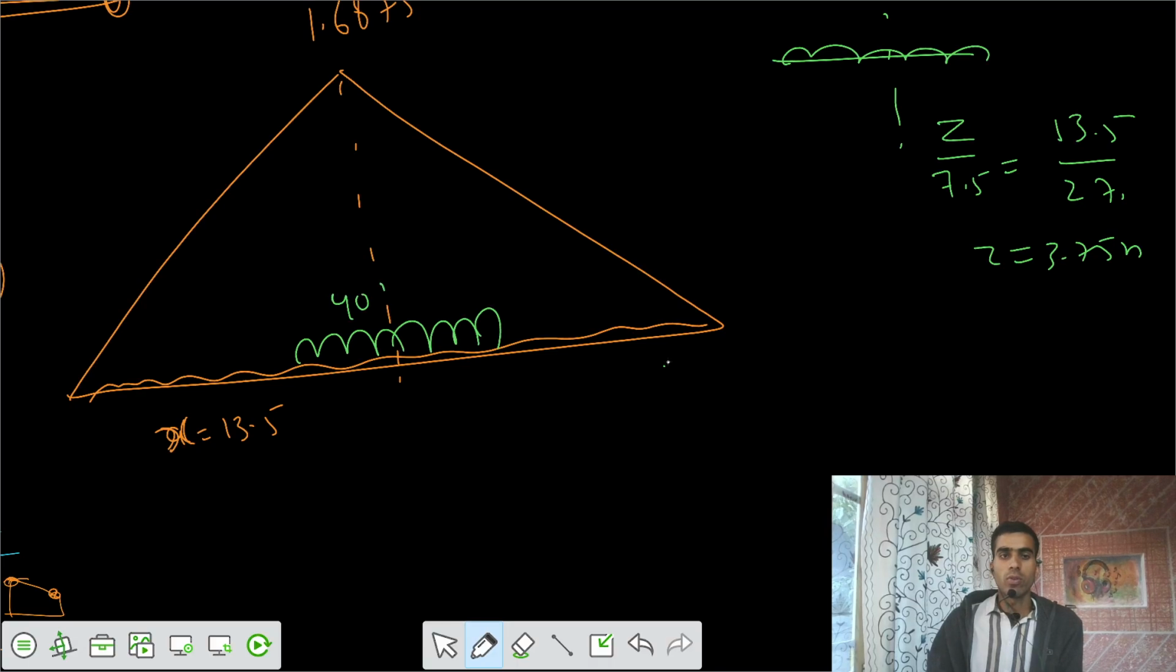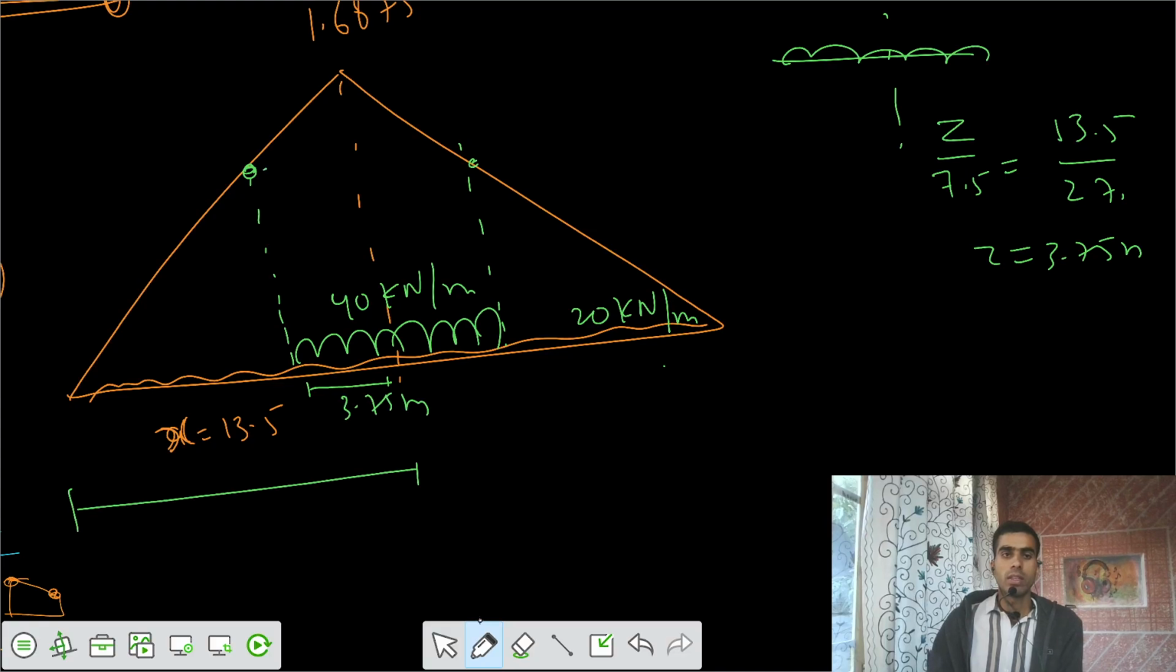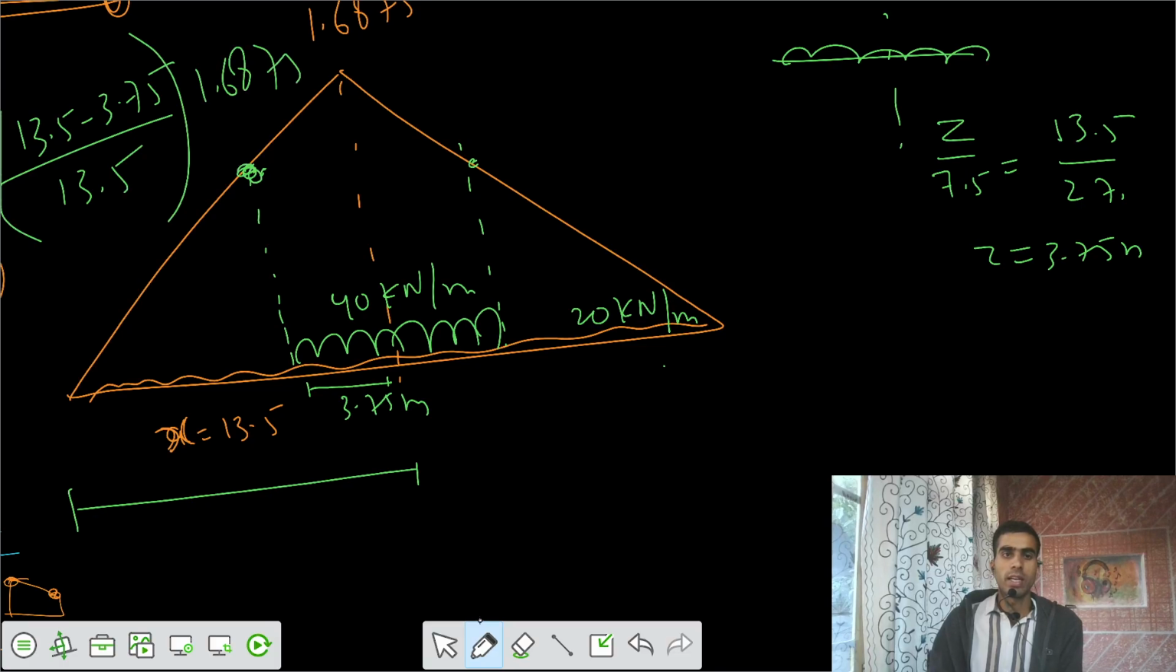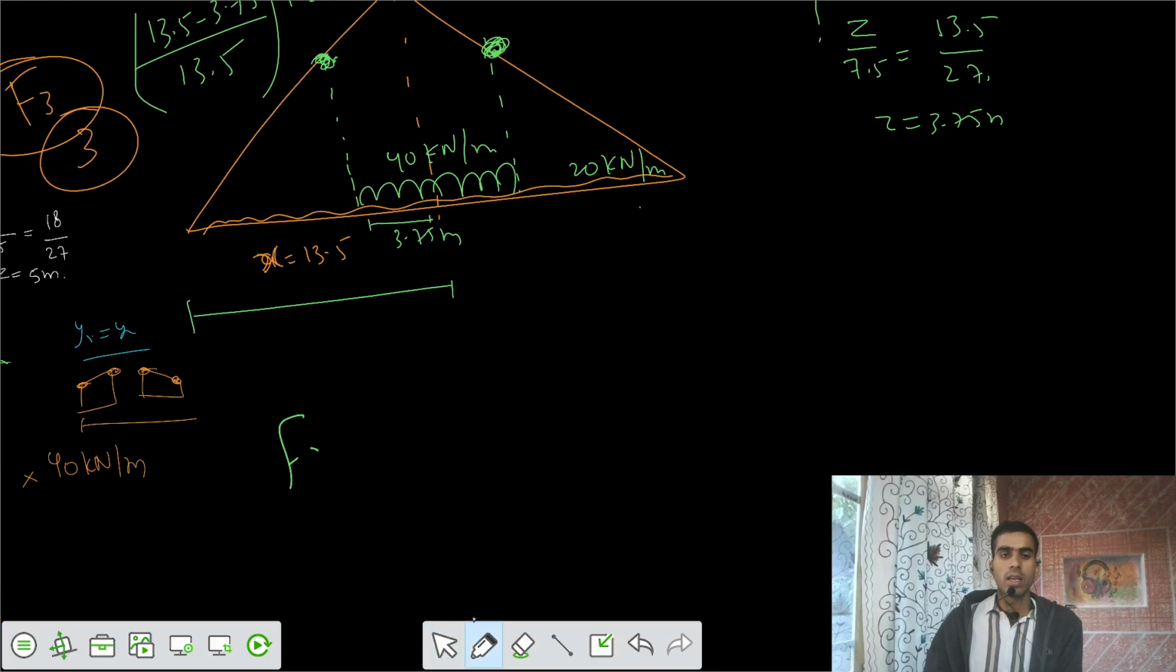So this is 40 kilonewton per meter, and the dead load is 20 kilonewton per meter. I can get the same ordinates here also, y1 equals y2, and this ordinate would be 13.5 minus 3.75 divided by the total length of 13.5, into the ordinate of 1.6875. This is your ordinate at this location, and the same value is here also. Now to get the force F3, the area under the UDL is 1 by 2, 27 meter, ordinate of 1.6875, into a UDL of 20 kilonewton per meter.